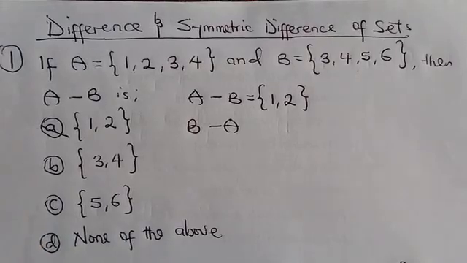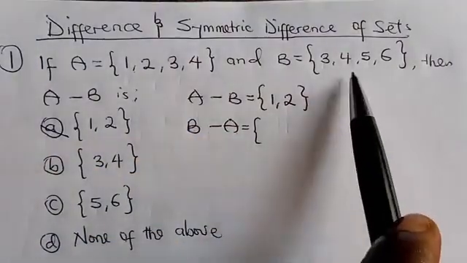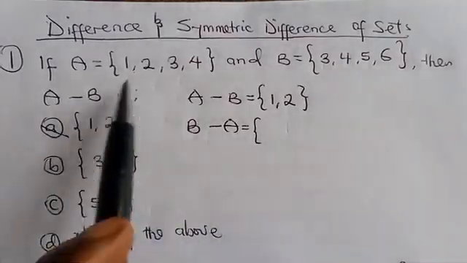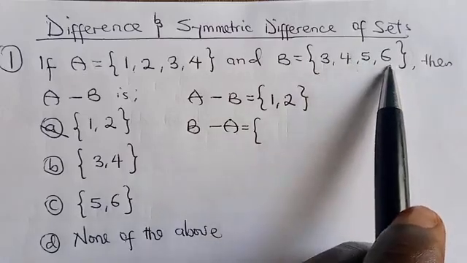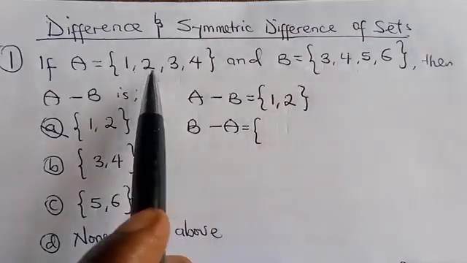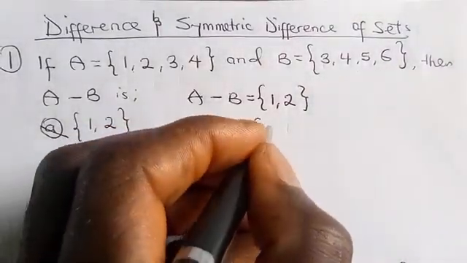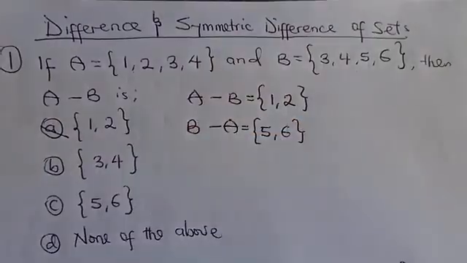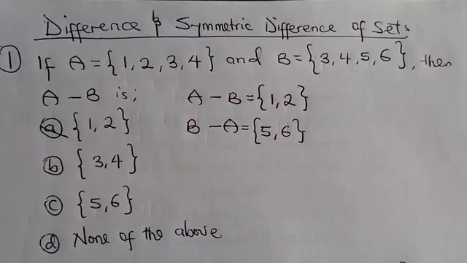In case you are asked to find the difference between set B and A, that is now going to be B minus A. And that will be the elements that are found in set B but are not found in set A. So when you look at the elements in set B, you have 3, 4, 5, 6. 3 and 4 are found in set A. So the only elements that are found in set B but are not in set A are 5 and 6. So B minus A will be equal to 5 and 6. So that is how to find the difference of sets. With the difference of sets, you are basically considering those two given sets at a time.